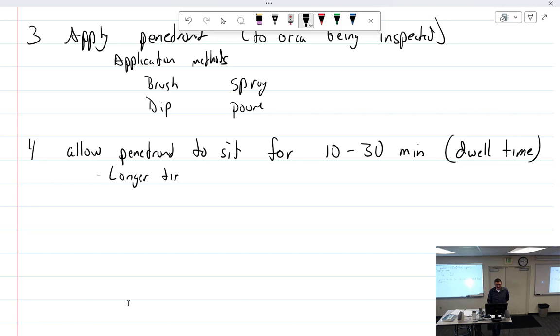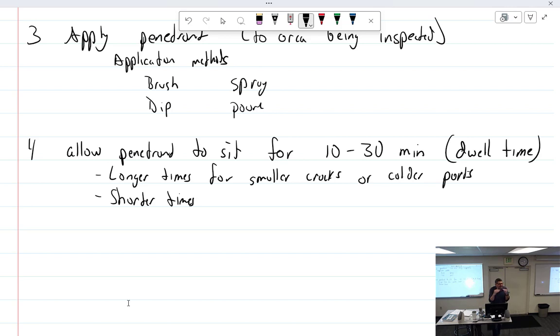So longer times for smaller cracks or colder parts, and a shorter time for larger cracks. That still messes with me, how colder parts need more time than hotter parts. But with cold, everything comes together, shrinkage, and it also slows down the movement of molecules, so it will take more time as well. Warm parts go faster. Yeah, just run a torch over it.